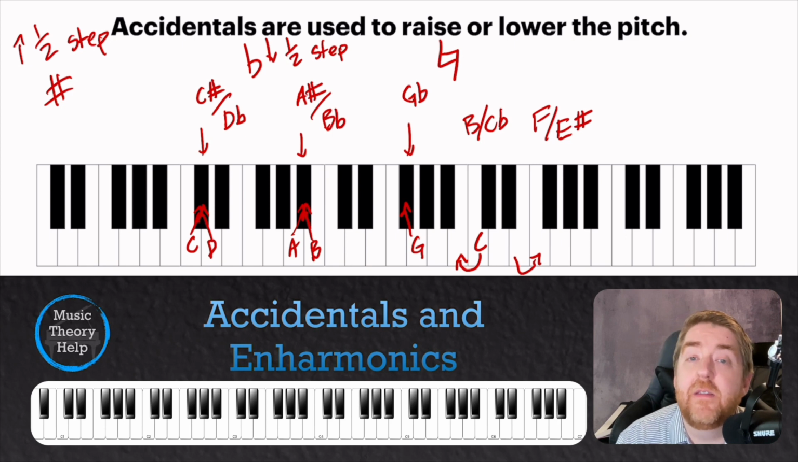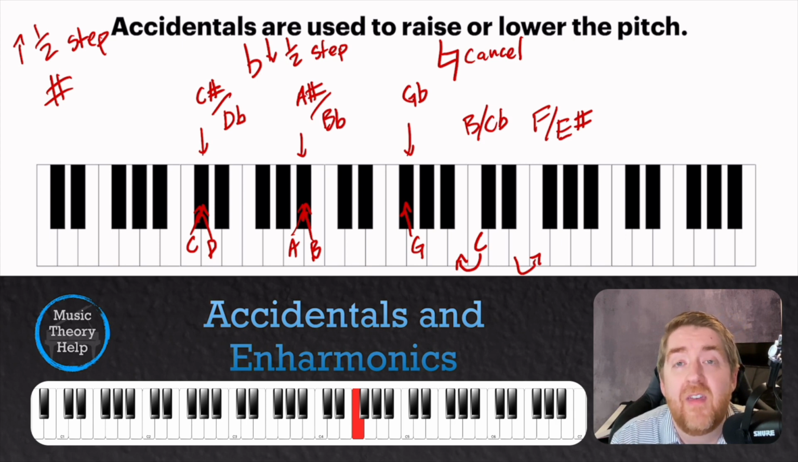A natural is used to cancel a previous accidental. So say we had an F sharp in our music and the composer wanted to make the next note a regular F. It would be called an F natural. You would see the natural sign in front of that particular note. Naturals are always white keys. Naturals cancel previous accidentals.